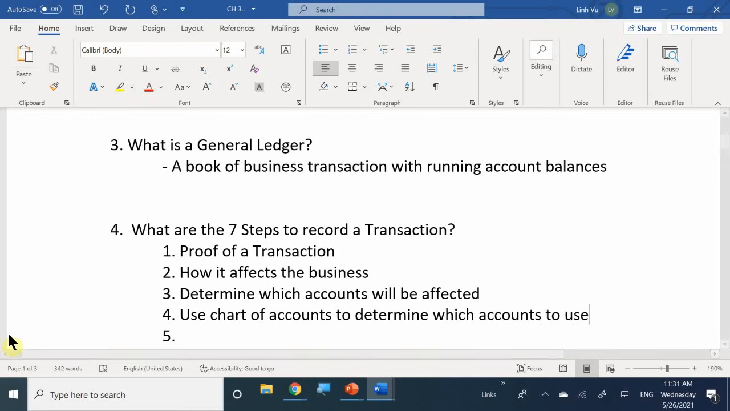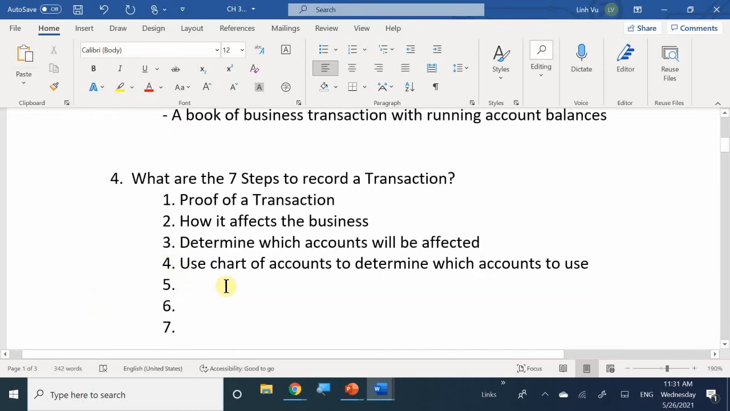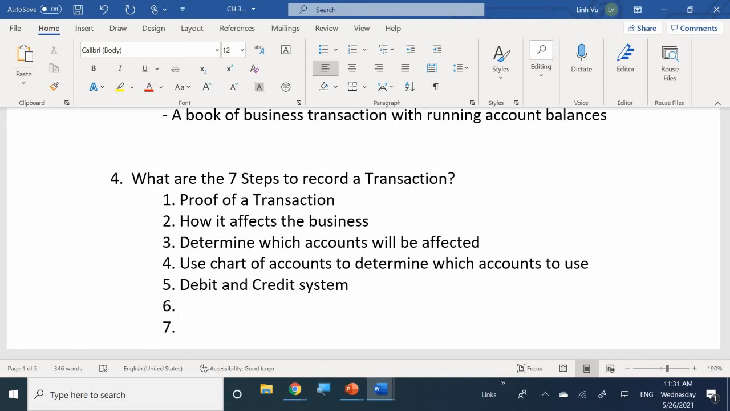Okay, what else? Use the debit and credit rule. Debit and credit system. Okay. 6. Decide which journal should be used. Good. Which journal to use. And lastly, what is step 7? Just do it. Do it. Yes. Journalize the transaction. Good.